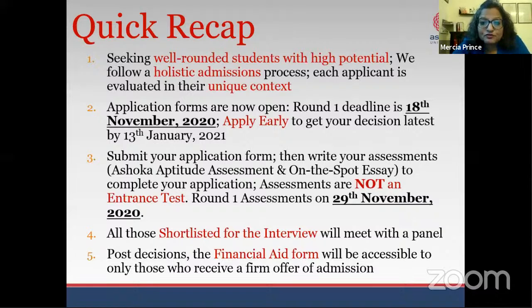And as you know, application forms are already open, right? The round one deadline is the 18th of November. That's coming up very quickly here. So please apply early so that you can get your decision latest by the 13th of January. So you don't need your final grade 12 scores for it. You can get your decision as early as before even some of your pre-boards happen, right? And your mock exams happen.